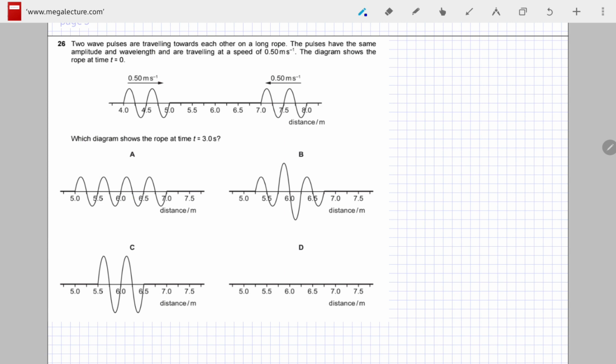Problem number 26. Two wave pulses are traveling towards each other on a long rope, and the pulses have the same amplitude and wavelength and are traveling at a speed 0.5 meters per second. And this diagram shows the rope at time t equals 0, right? So initially, and the velocities are shown over here. Which diagram shows the rope at time t equals 3 seconds? Well, at t equals 3 seconds, both waves from the right and left will travel in their directions, and the crests and the troughs will meet, causing a type of interference which is known as constructive interference, and therefore that wave looks like a wave in diagram C. So the correct option is C.